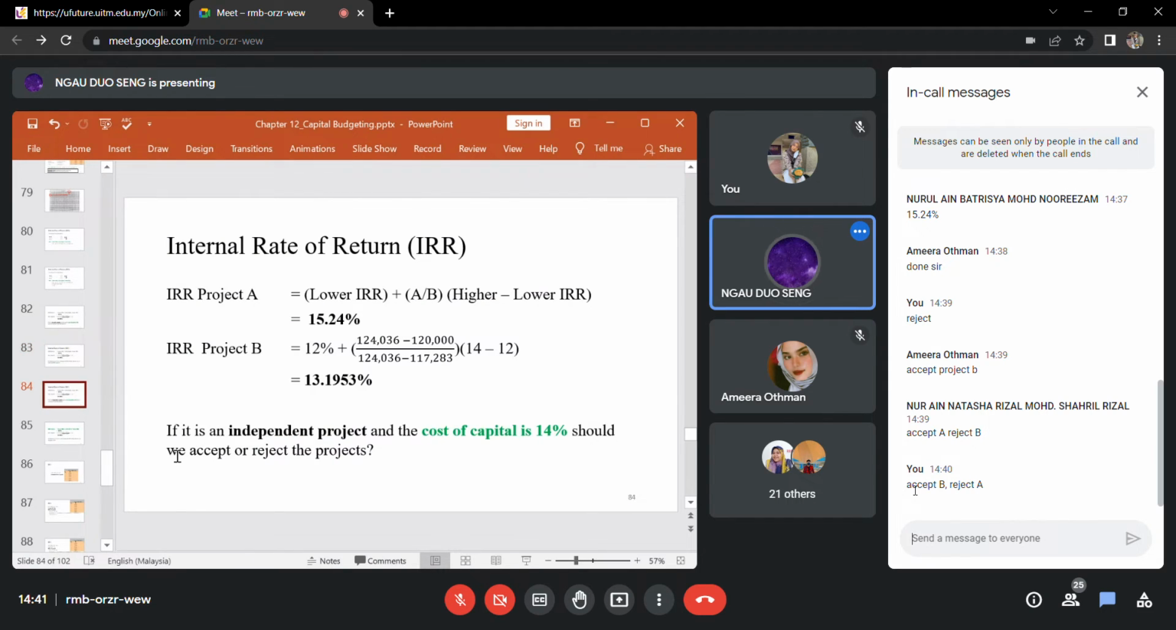Next, we have if it is an independent project and the cost of capital is 14%, should we accept or reject the project? Independent project. Just now it was a mutually exclusive project.